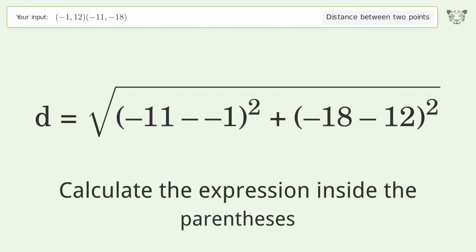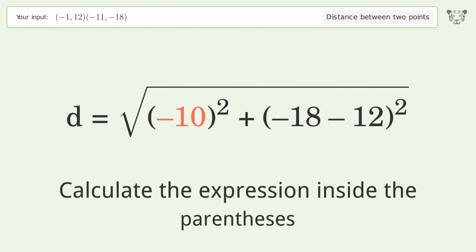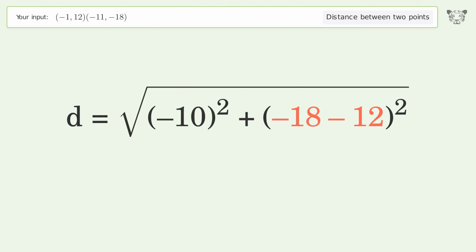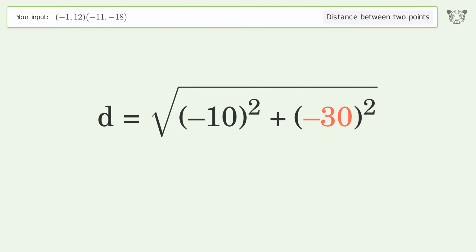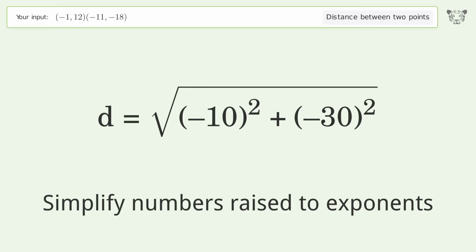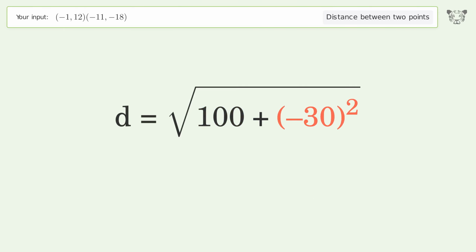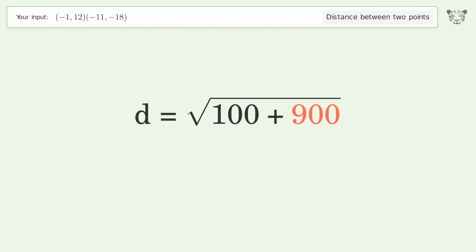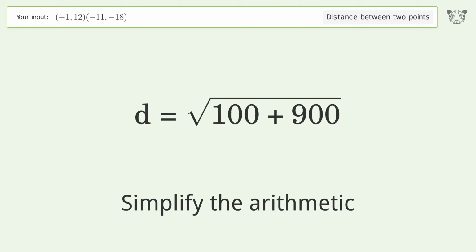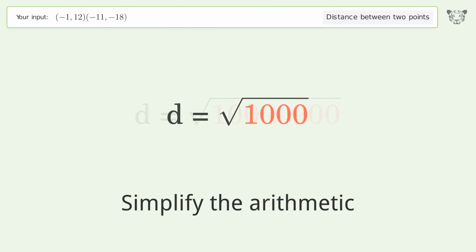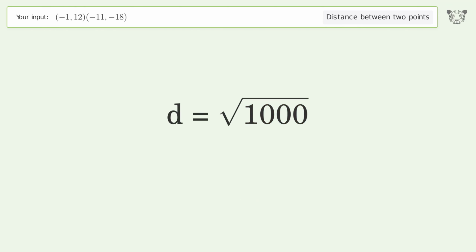Calculate the expression inside the parentheses. Simplify numbers raised to exponents. Simplify the arithmetic. And so the distance between the 2 points is the square root of 1000, or 31.623.